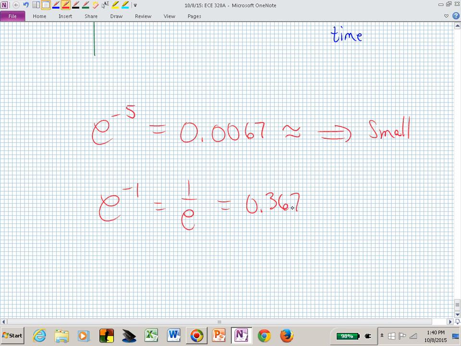So I was rounding 0.37. So that's 37%. That's this exponential curve. After one time constant, you're at 37% of where you started. After 5, you're down below 1%. Do you see that progression?